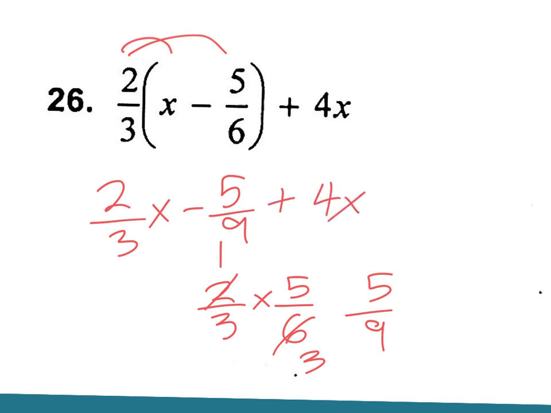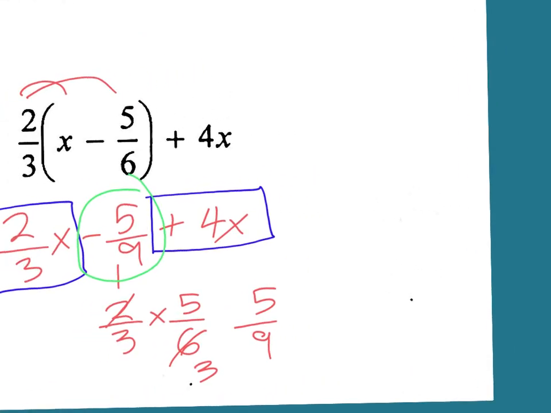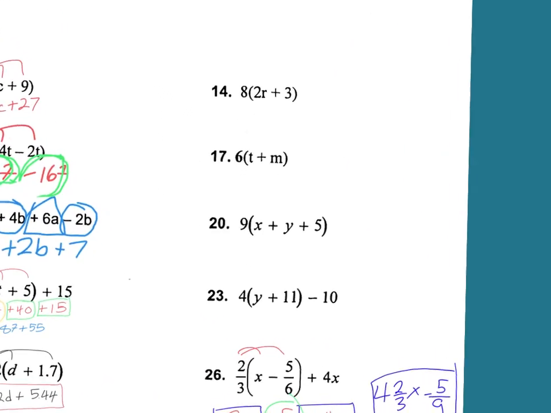Oh boy. Can I combine? Yes, we can combine the 4x and the 2/3 x. And then this guy's all by himself. But you don't have to freak out about it, really, because it's a whole number with a fraction. Well, what do we call a whole number with a fraction? A mixed number. So all we're doing here is going 4 and 2/3 x minus 5/9, and we're done. Okay, I'm kind of glad I didn't do that last column.